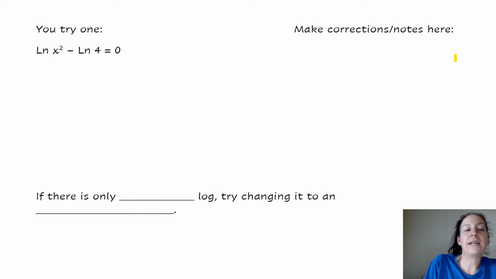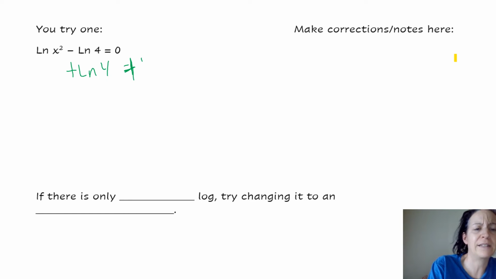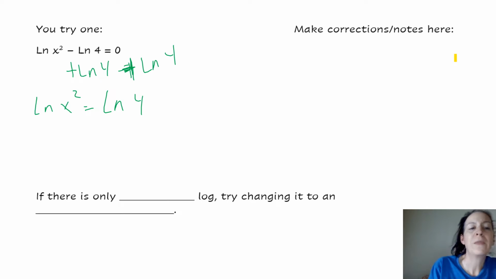First step is to isolate one log on each side of the equal sign, so I'm going to begin this by adding the natural log of 4 to both sides. That is supposed to be a plus sign. So that's going to give me the natural log of x squared is equal to the natural log of 4. Once you have the logs equal, then you can set the arguments equal. So x squared is equal to 4.